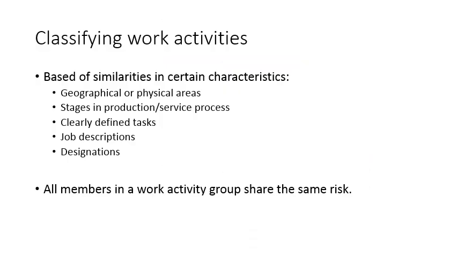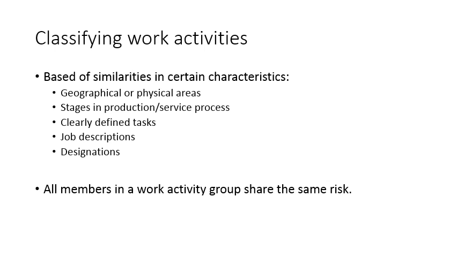Before we start to identify hazards in a workplace, we should explore all work processes that we are going to investigate in the workplace. We can do this by classifying work activities into different categories. Work activities can be classified in accordance with their similarity, such as geographical or physical areas within or outside a workplace premise, stages in production or service process, clearly defined tasks, based on job descriptions, or based on designations.